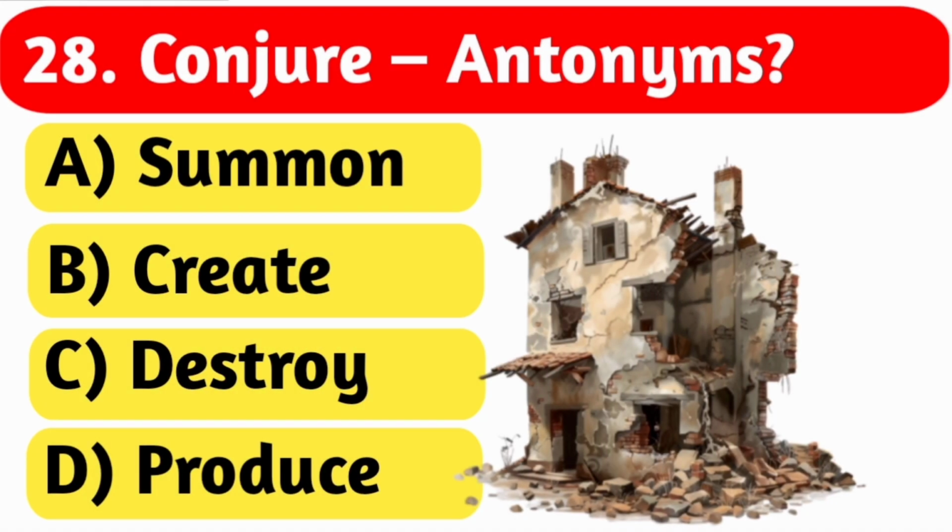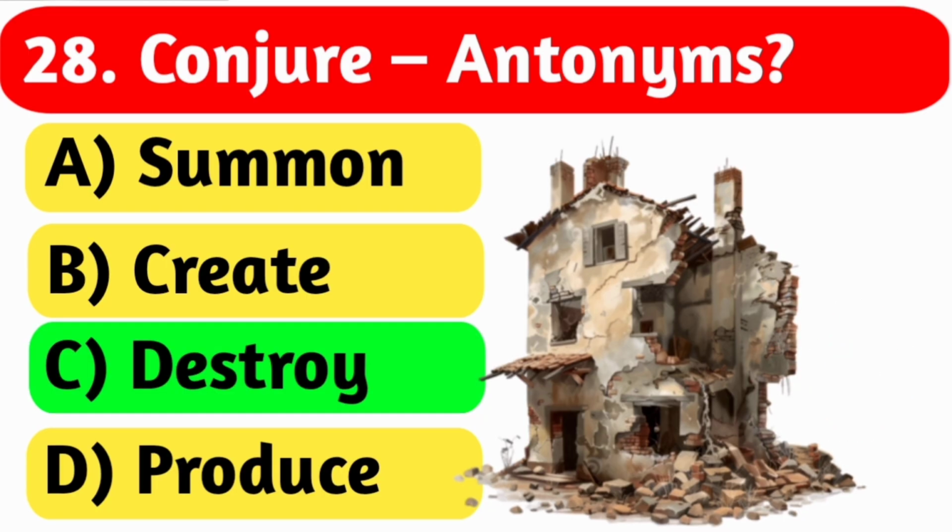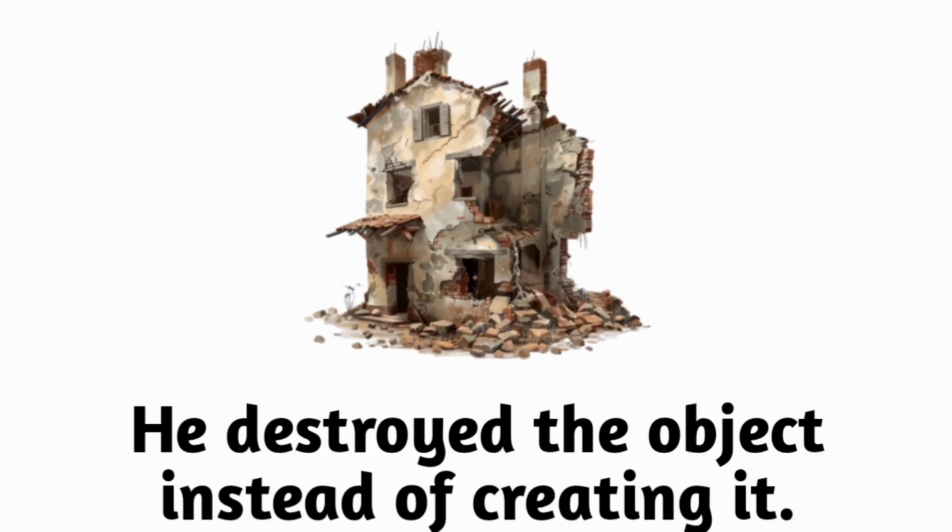Your 28th question is conjure antonyms. Your options are A. Summon, B. Create, C. Destroy, D. Produce. Your correct answer is option C. Destroy. He destroyed the object instead of creating it.